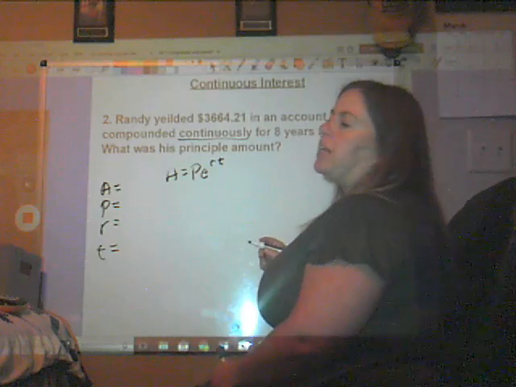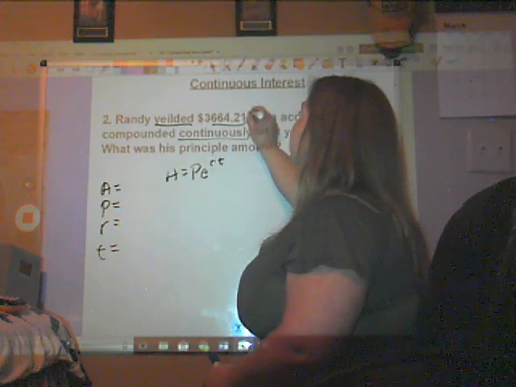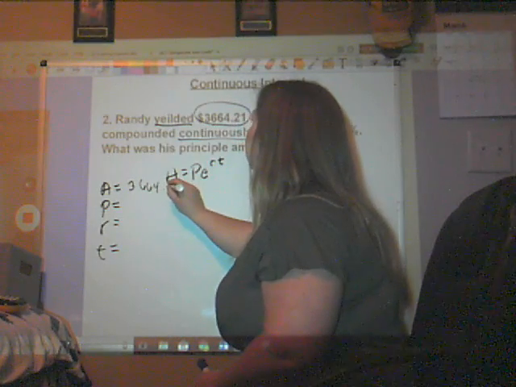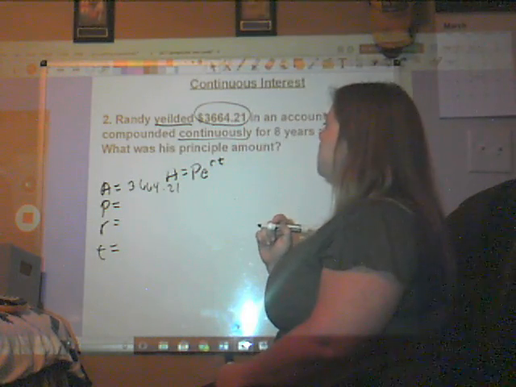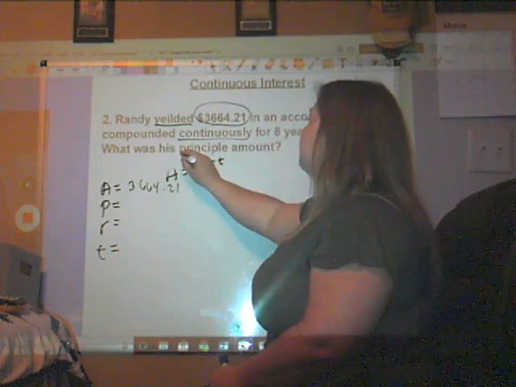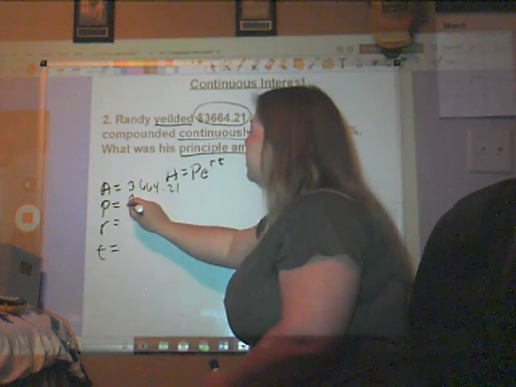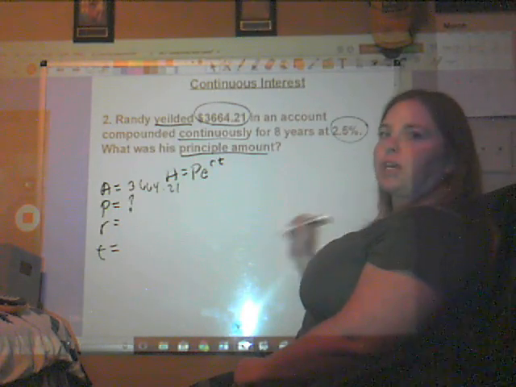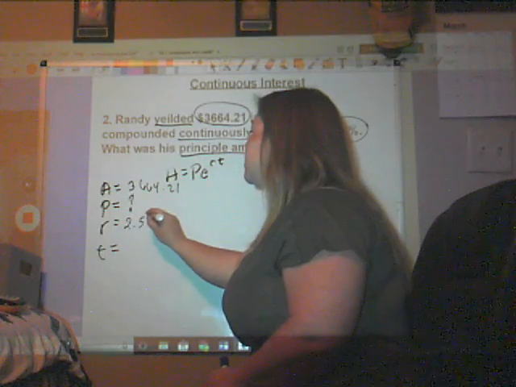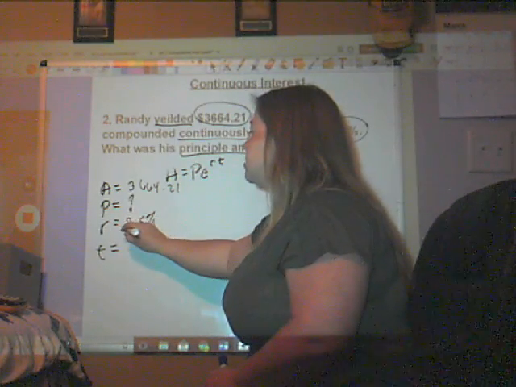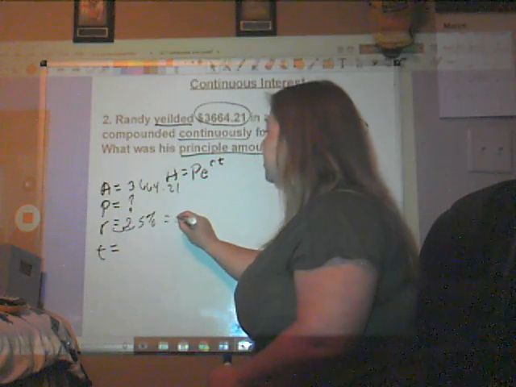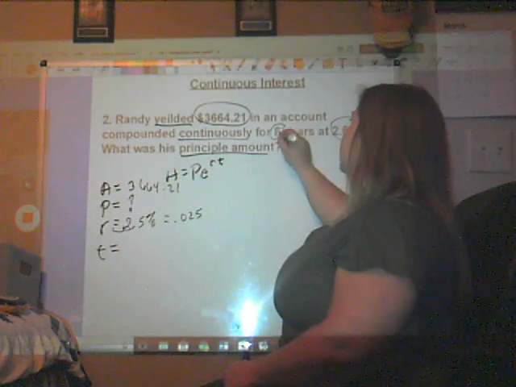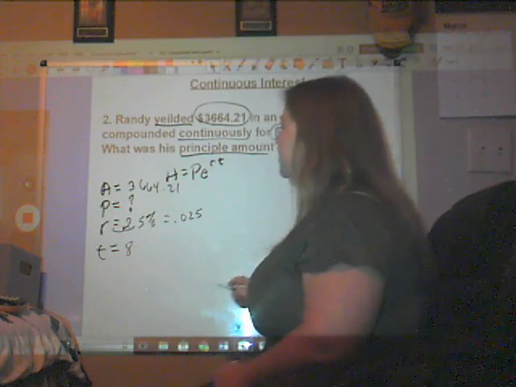A is how much we ended up with. Anytime you see yielded, that's how much we ended up with. So we ended up with 3,664.21. Then P is what we're looking for, principal amount, so we don't know that. R is our rate, it's 2.5%. We want to turn that into a decimal, so we move our decimal 2 places, which is 0.025. And T is our time. It says 8 years, so T is 8.